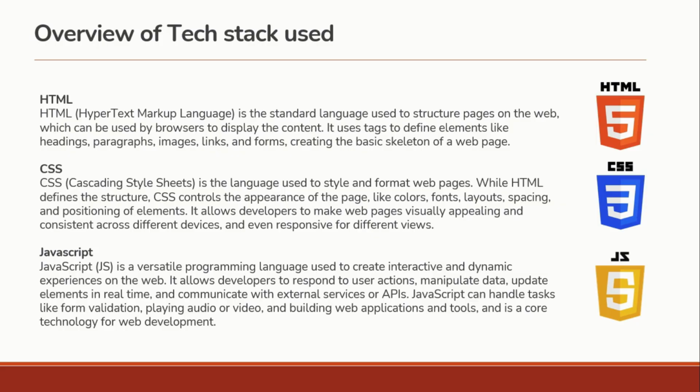Next, we have CSS to style and format web pages. CSS controls the appearance of the page, like colors, fonts, and positioning of the elements. It allows developers to make web pages visually appealing and consistent across different devices.